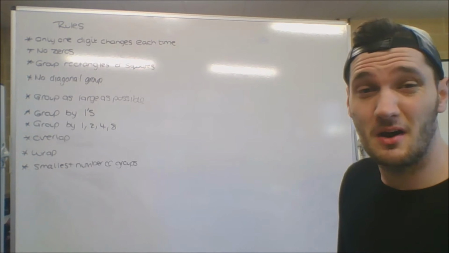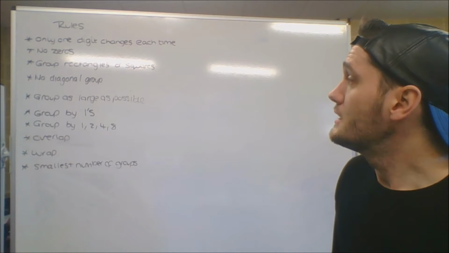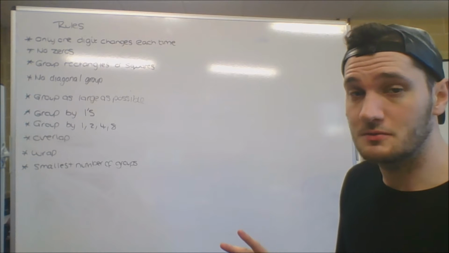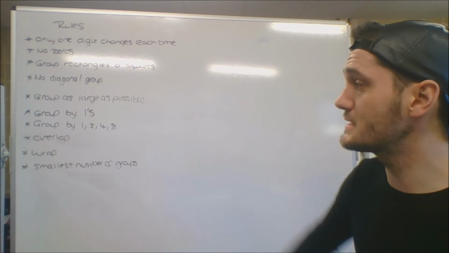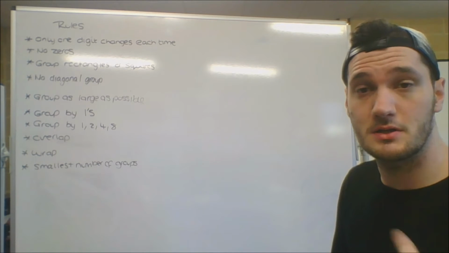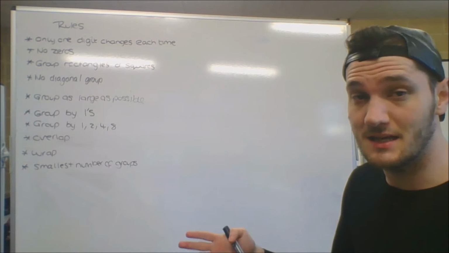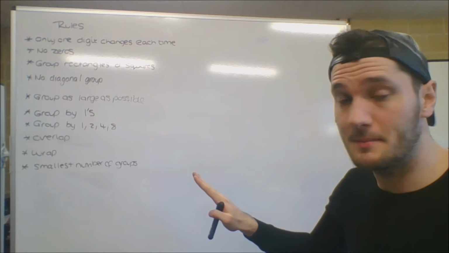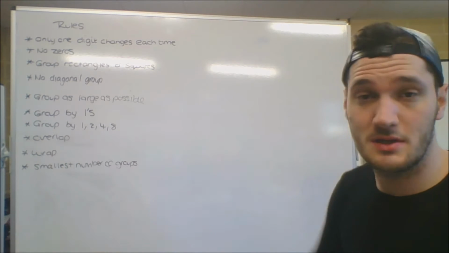So the first thing we need to think about is that we can only use one digit at a time. We cannot use zeros. We must group rectangles or squares. There can't be any diagonal groups. You need to group as large as possible, group by ones, and group by 1, 2, 4, 8, and 16, and so on. You can overlap and you can wrap the patterns, and you always go for the smallest number of groups.